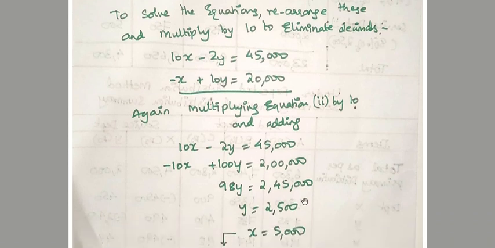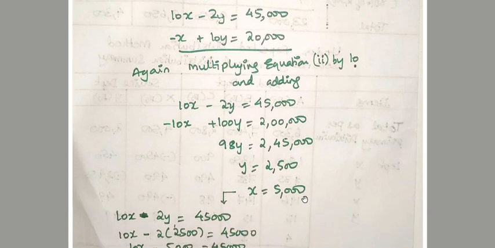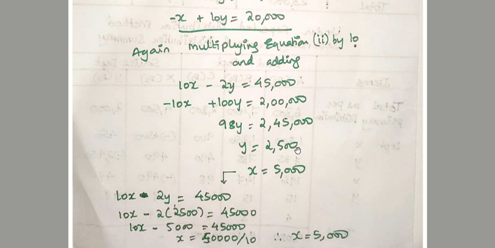So when we cancel out, 10x and 10x get cancelled. So you will get 98y is equal to 2 lakh 45,000. So y is equal to 2,500. 2,45,000 divided by 98, you get 2,500.